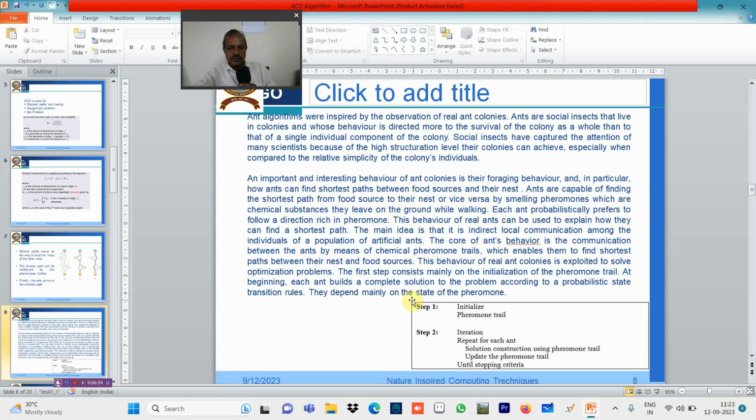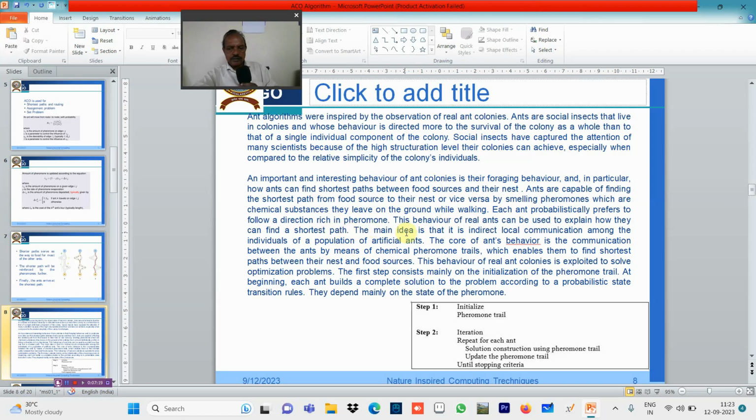As I told you, suppose an ant is following a longer distance, so there is a chance that the smell will evaporate. That means the other ants cannot follow because the pheromone is not there. But wherever the pheromone or the smell exists, they will prefer it, because they understand the previous ant followed the same route. So this behavior of real ants can be used to explain how they can find the shortest path.